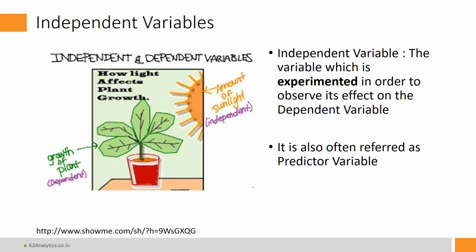A nice diagram I got. This is what shows how light affects plant growth. Growth of plant is dependent or independent? Dependent. And sunlight is independent. Okay, I hope this difference between dependent and independent is clear.